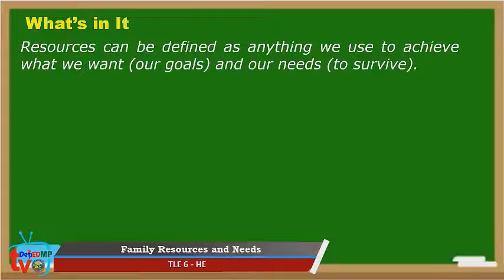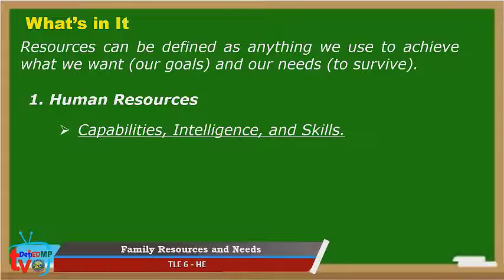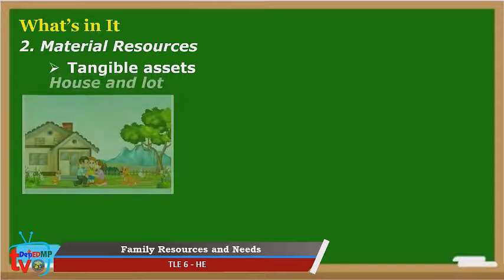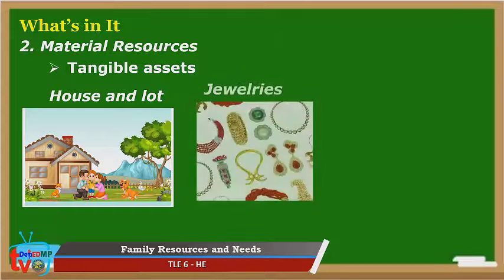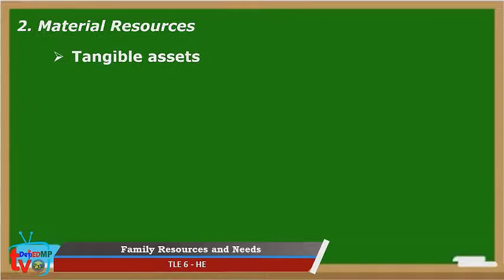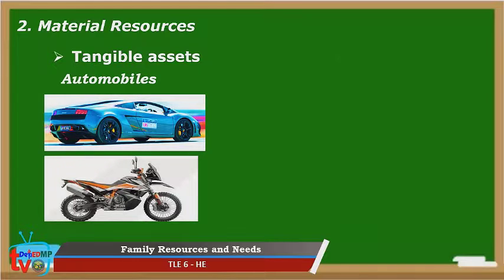Resources can be defined as anything we use to achieve what we want and our needs. Number 1 is human resources, meaning our capabilities, intelligence, and skills, so with our strength and energy. Number 2, our material resources, that is what we call the tangible assets. Examples, the house and lot, the jewelries, and the furnitures and appliances, automobiles and cash.